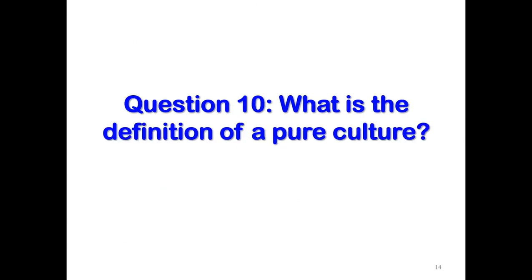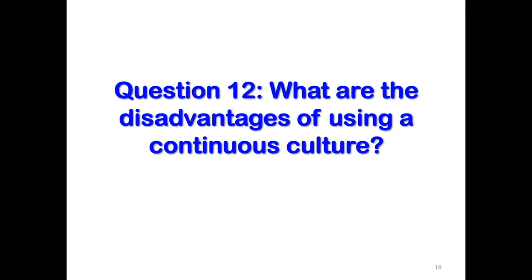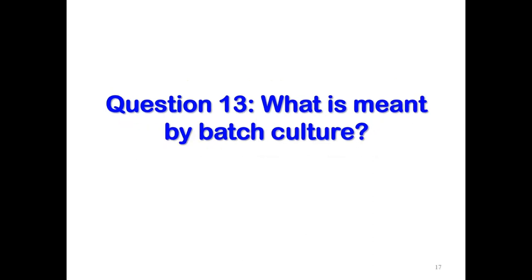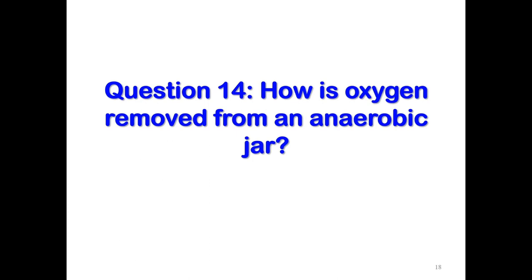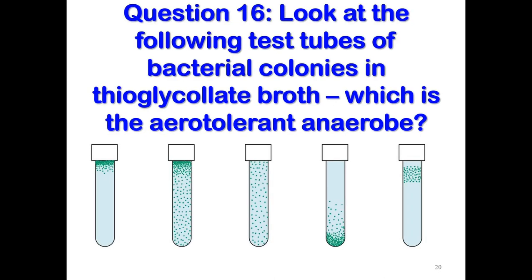Question 10, what is the definition of a pure culture? Number 11, name 2 methods for obtaining a pure culture. And number 12, what are the disadvantages of using a continuous culture? 13, what is meant by batch culture? 14, how is oxygen removed from an anaerobic jar? 15, what is an anaerobic chamber? And 16, if you have a look at the test tube on the slide, which is the aerotolerant anaerobe in these thioglycolate broths?